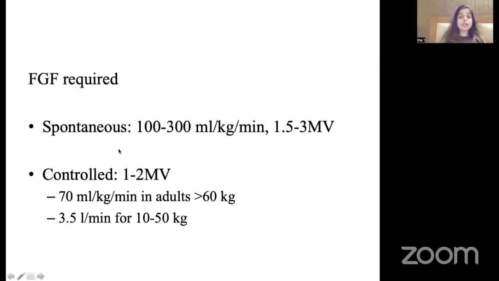Fresh gas flow required for the Mapleson D circuit for spontaneous respiration is 100 to 300 ml per kg per minute, or 1.5 to 3 times the minute volume. While for controlled ventilation, 1 to 2 times the minute volume is sufficient.